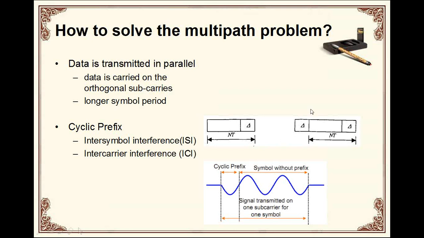As shown in the figure here, it's adding an n fraction of the symbol to its head. Typically, 25% of the cycle is taken from the end to the front. When the time period of the cyclic prefix is longer than the maximum delay spread time, tau_max, all the multipath signals whose time delay is shorter than tau_max will not extend to the next symbol. Thus, inter-symbol interference is eliminated efficiently.